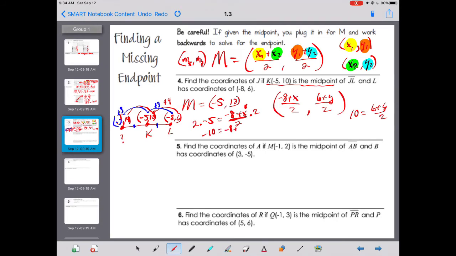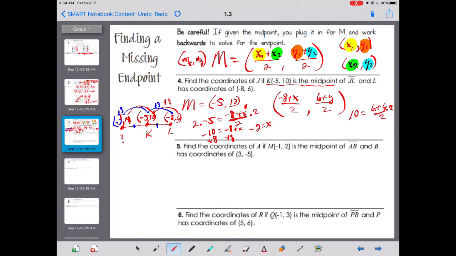Negative 10 equals negative 8 plus x. Got to get rid of the minus 8. Add 8 to both sides. So that makes it negative 2. Negative 2 is my x, which is what I had over there. Good. Let's figure out why.